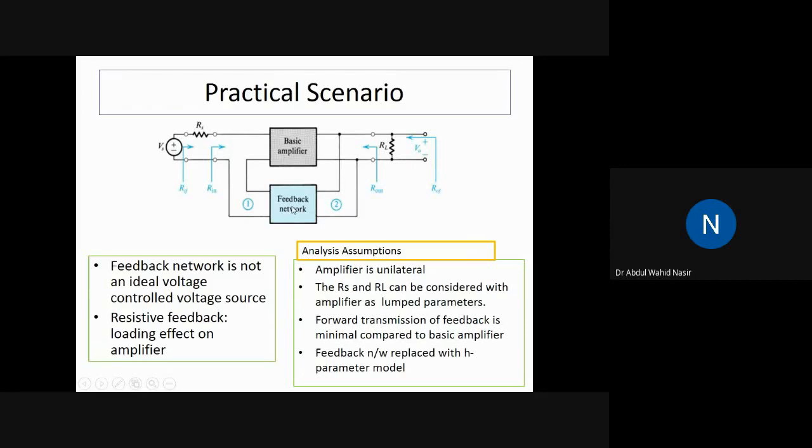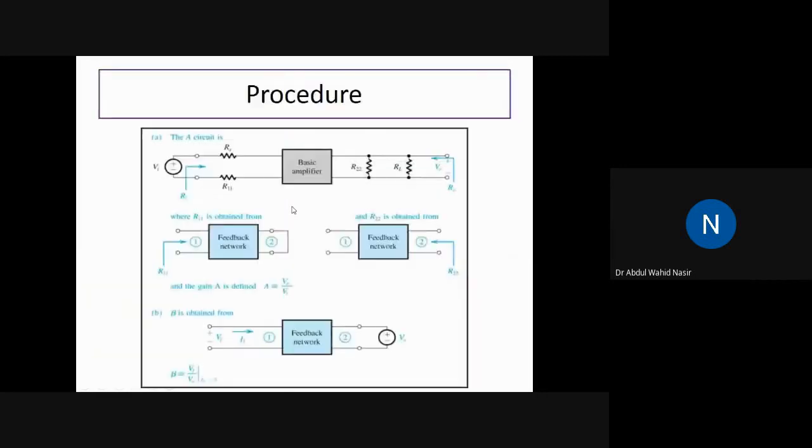If you want to have the value of R11, then what we need to do? We need to short circuit the terminals, that is the 2. Short circuit, and then you find the resistance from this side, and that will give R11. Similarly, to find R22, you open both the terminals 1 and 2, and then you find R22, and then you can find the gain V naught by VS.